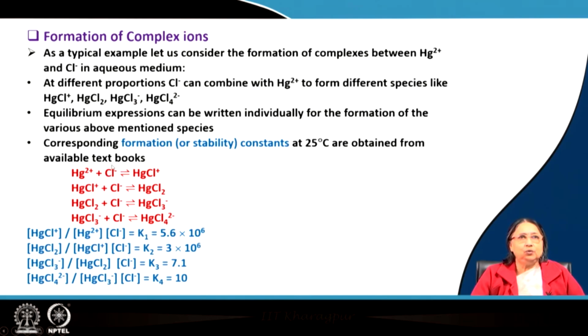So, Hg2 plus, when only one chloride ion is combined, then HgCl plus, then another chloride is combined with this one, then HgCl2, another chloride is combined, then this, then another is combined. So, all 4 chloride ions are combined, and HgCl4 2 minus is formed. Okay. Now, separately we can write the equilibrium expressions, like for the first reaction we can write K1 is nothing but HgCl plus concentration by Hg2 plus concentration into Cl minus concentration. Similarly, for all reactions we can write K1, K2, K3, K4, and these K values can be obtained from the literature.